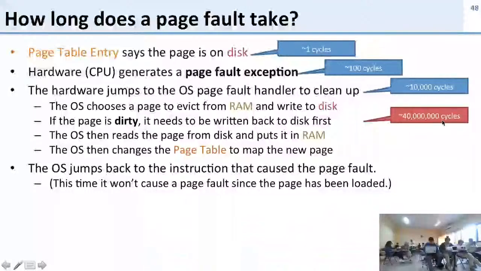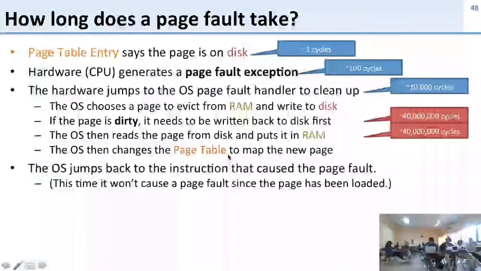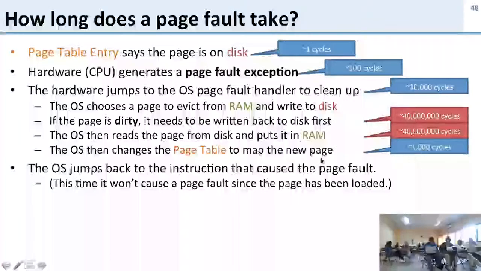That's going to take about 40 million cycles. A very long time. Disks are incredibly much slower than the CPUs themselves. Then we need to read in the data from disk and put it into memory. This is again going to take about 40 million cycles, a really long time to get this data. Then the operating system is going to update the page table to point to the new page. That may take about 1,000 cycles to do. It's going to be a while. You have to go through this big table and update it.